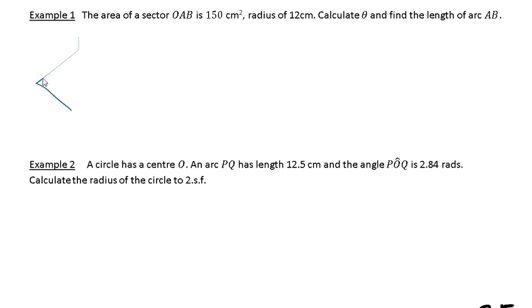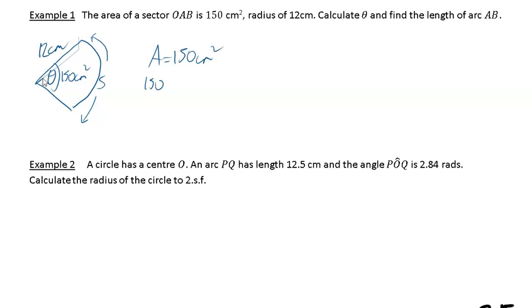There's my sector, that's theta, that's 12 centimeters is my radius, and that is 150 centimeters squared. I'm going to use, what have they called it? They called it S for the arc length, so we'll use the same thing here. So that's what we are trying to find eventually, but what we know is your area of your sector is 150 centimeters squared.